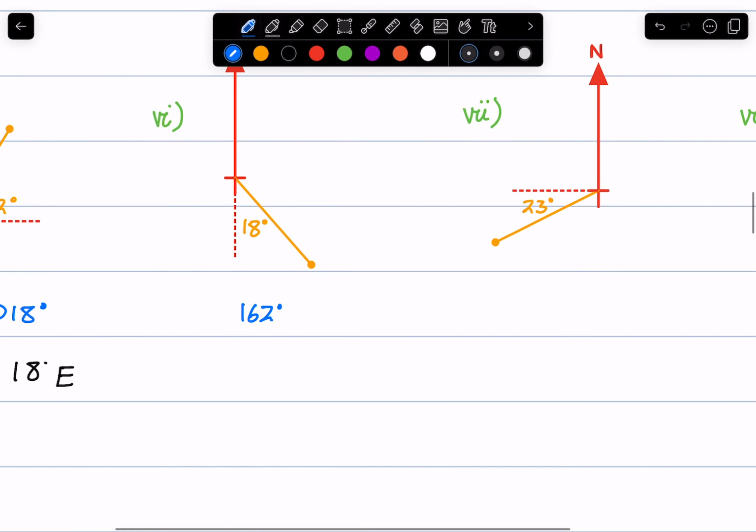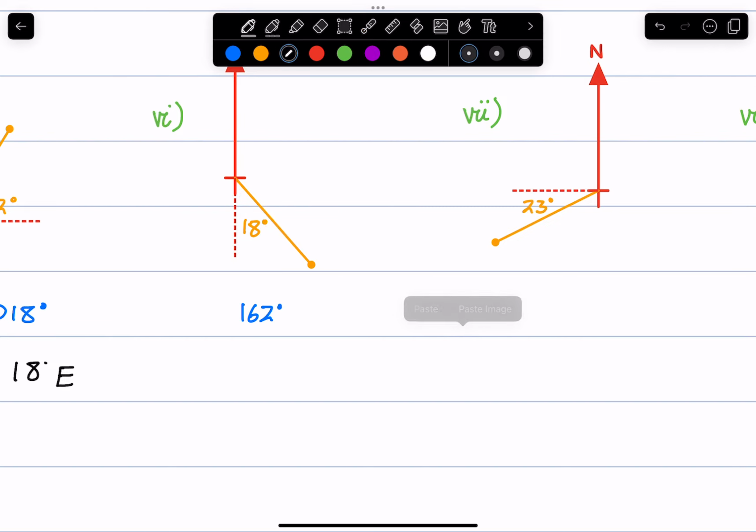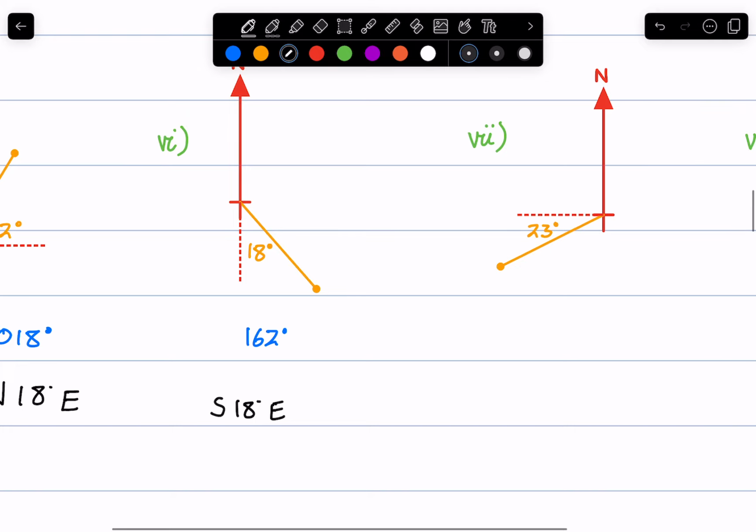As for our compass bearing, in this instance, it's actually a lot easier. We know it's closer to south, and we're turning towards the east. So it's south, something east. And the angle we're looking for from south to east is already shown there as 18 degrees. So it's south 18 degrees east.